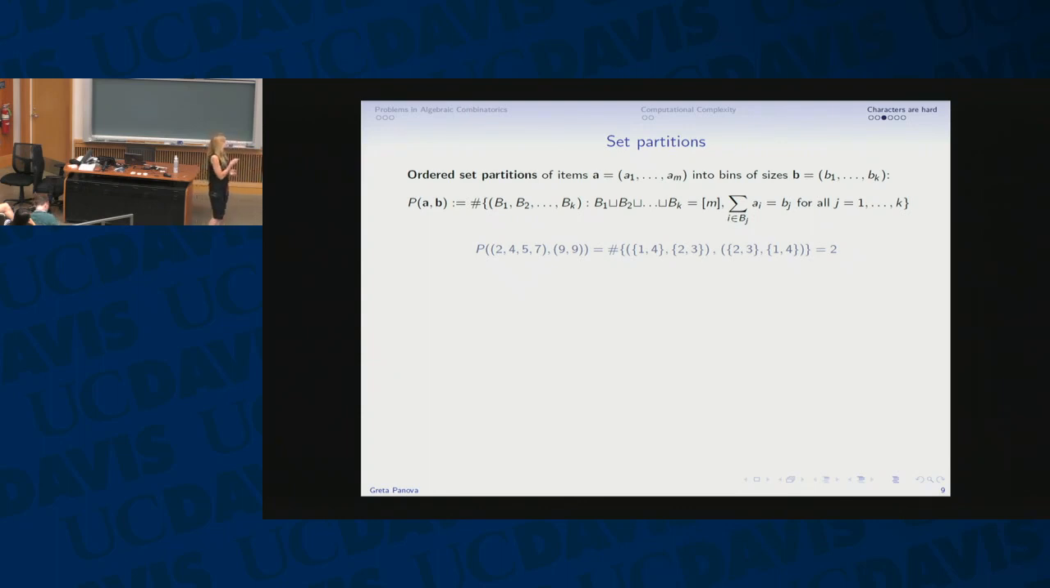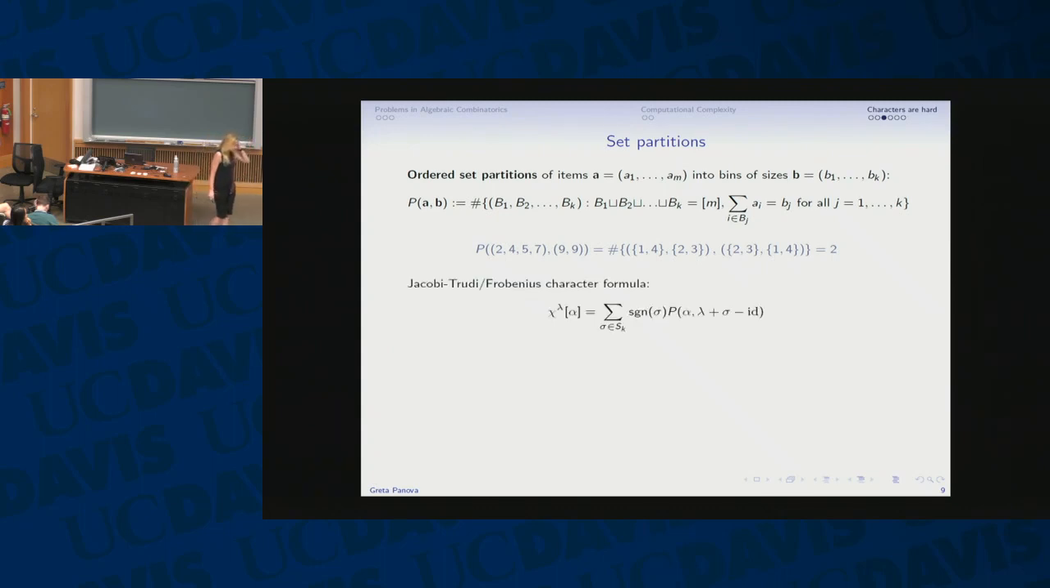So these are the parameters, and if you want to count this, it is going to be hard. Of course, Stirling numbers have a recursion, but once you start varying this thing, this becomes a hard problem. So here is an example. We can pair the 2 and the 7 in a bin of size 9, and then the 4 and the 5 in another bin of size 9, and you can do this in two different ways because these are ordered set partitions.